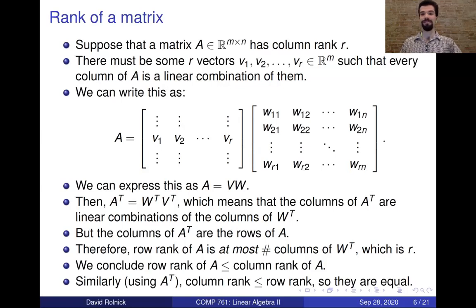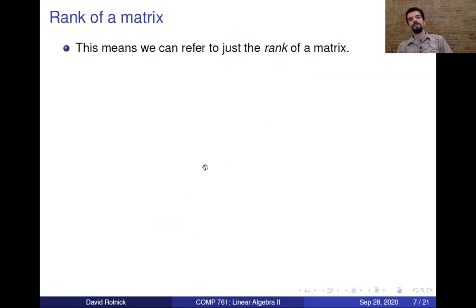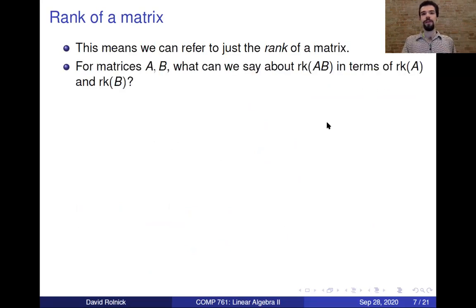Questions? Okay. So that means we can just refer to the rank of a matrix. We don't even have to say row rank or column rank. For matrices A and B, what can we say about rank AB in terms of rank A and rank B?